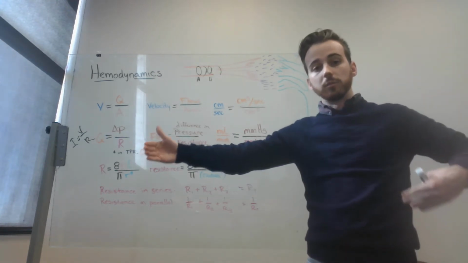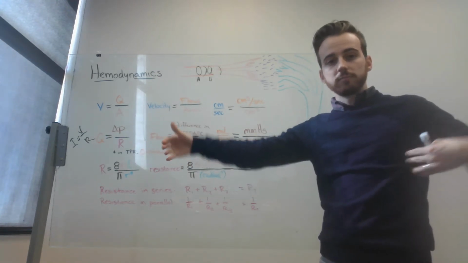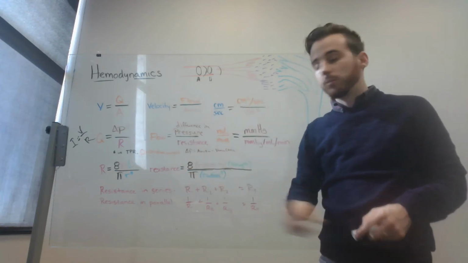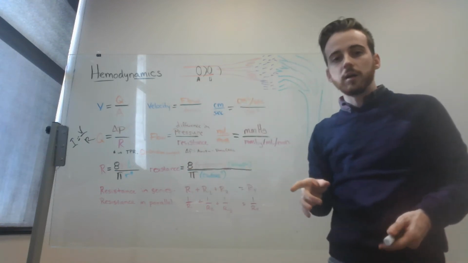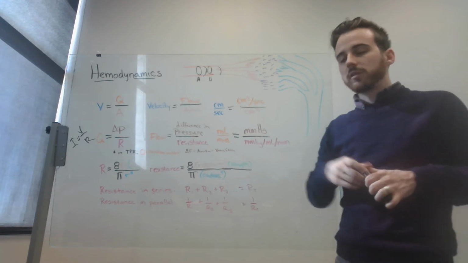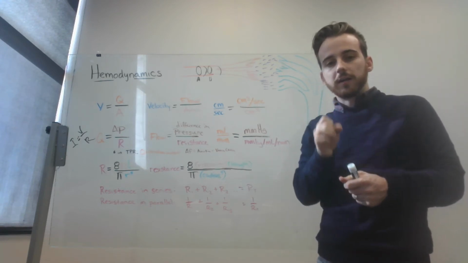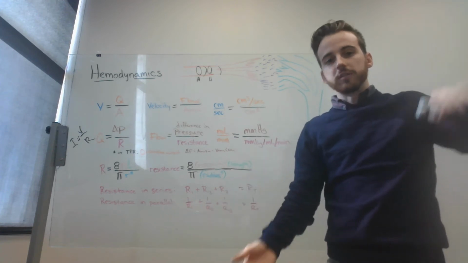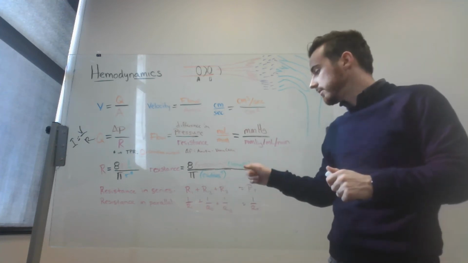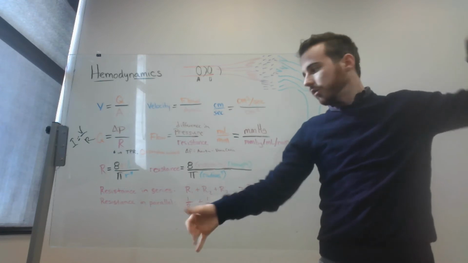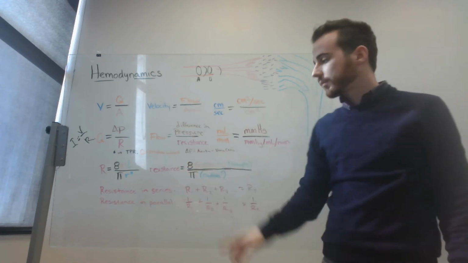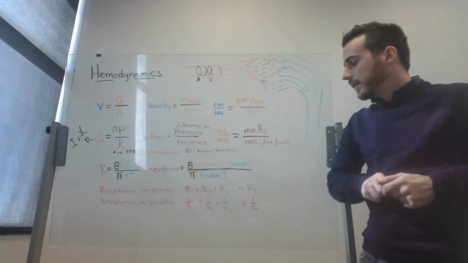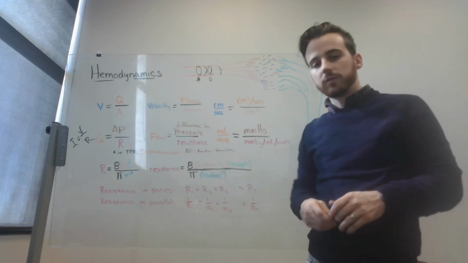Okay, the length of the tube. The longer the tube is, the more resistance the liquid's going to encounter. It's like the difference between trying to suck out of a short straw and a really long straw, those crazy straws. It's a little bit harder to suck out of those crazy straws because the longer tube creates more resistance, okay?